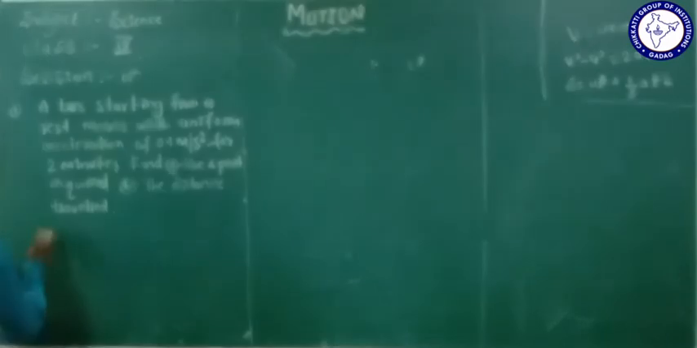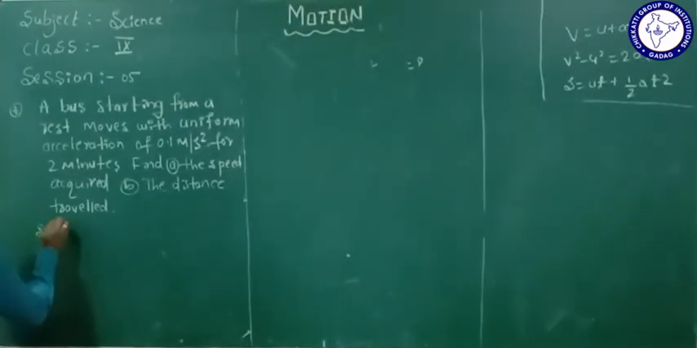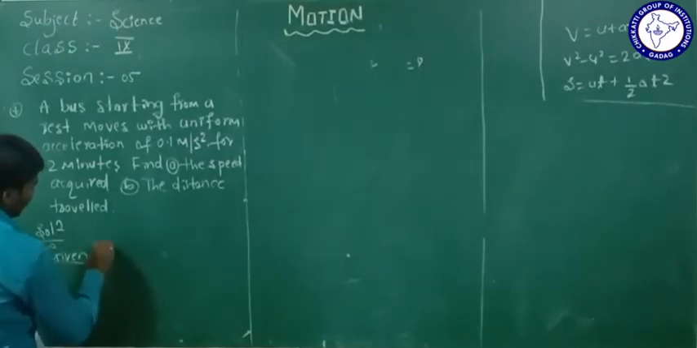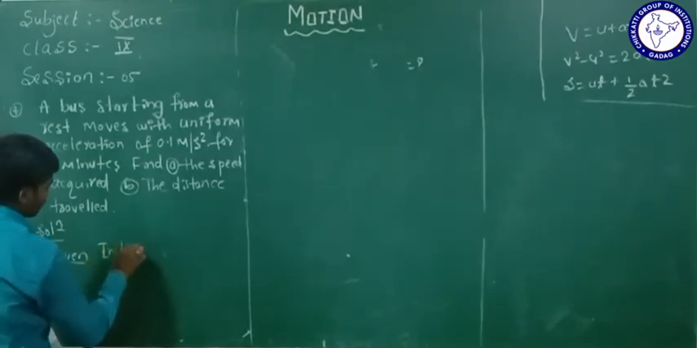Solution: write down the given data here. Given in here, final velocity we have to find out. The given here is initial velocity.